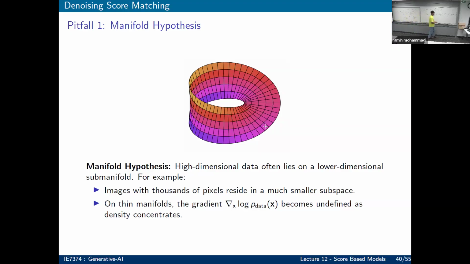Now, the problem this concept has is that when we sample a point, lots of the time the points get a low probability value.